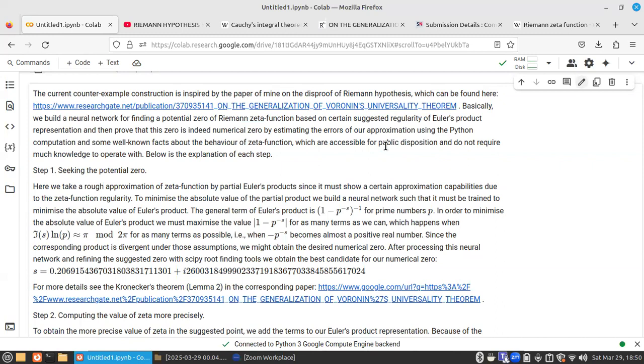To do this, I've built a neural network, which basically finds the potential zero of Riemann zeta function, and after that, we're just numerically checking this zero. So that would be our plan.